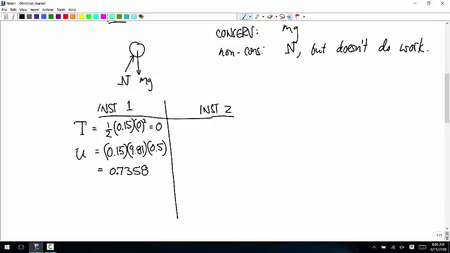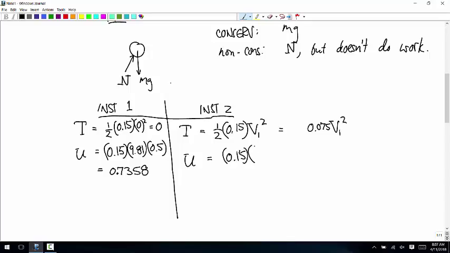Okay. And at instant 2, what do we know about the kinetic energy? So 1/2 times 0.15 times v1 squared, that's the speed we're trying to find. So 0.075. And then what's the potential energy at the bottom of the hill? Yeah, so 0.15 times 9.81 times now the height is 0, so this is 0.